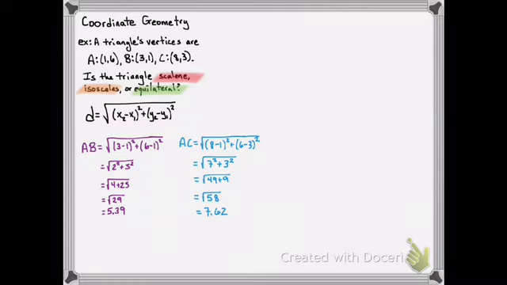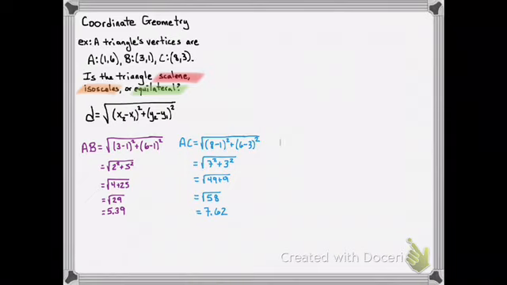I know one thing right now. I know that it's not equilateral because those two measurements aren't the same. But I have no idea if I have a scalene or an isosceles yet because I don't know about that third side. Maybe that third side matches one of these and it's isosceles. Maybe that third side is totally different and it's scalene. So we have to go through and do a third distance formula.